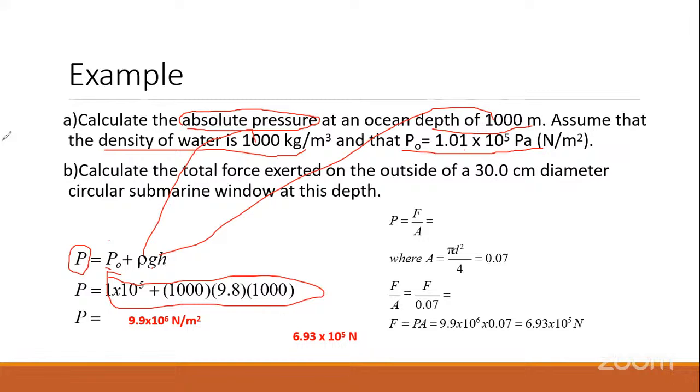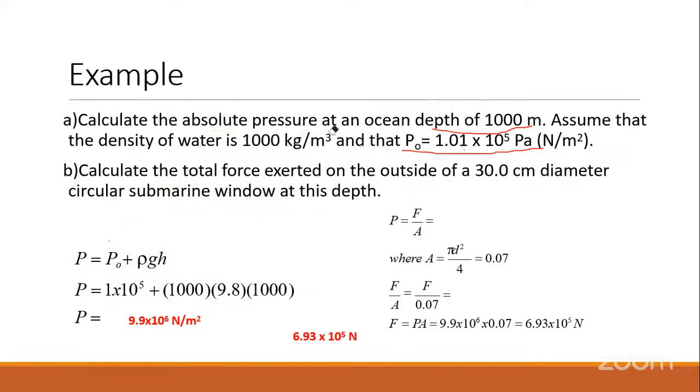Now, the next question says we should find the total force. Remember that pressure is equal to force over area. So force will be pressure times area. Now, we know our pressure because we have calculated the absolute pressure, 9.9 times 10 raised to 6. But we don't know our area.